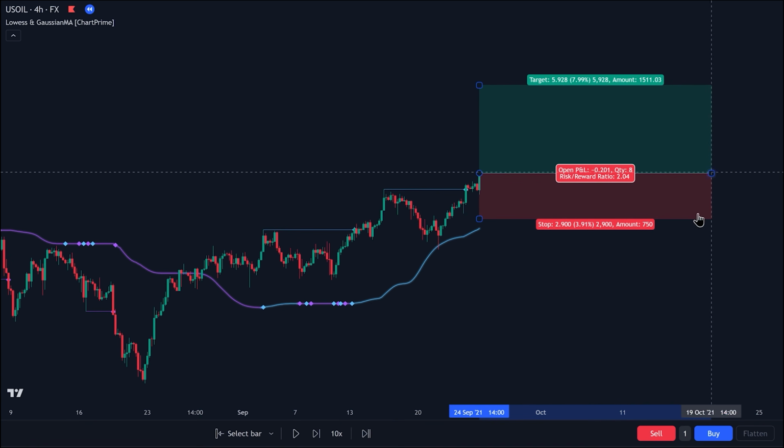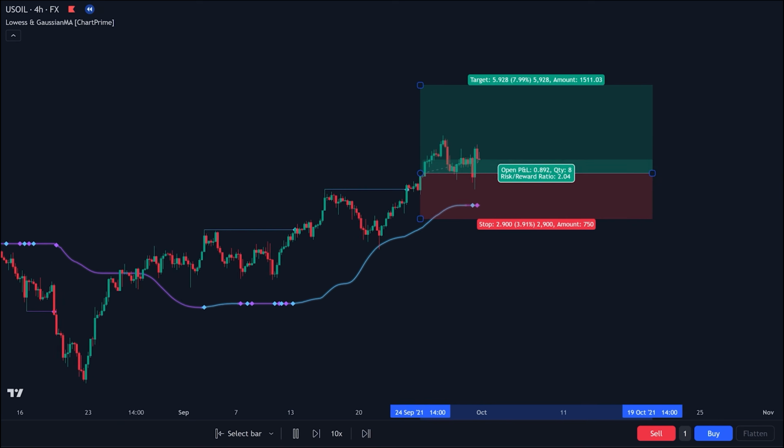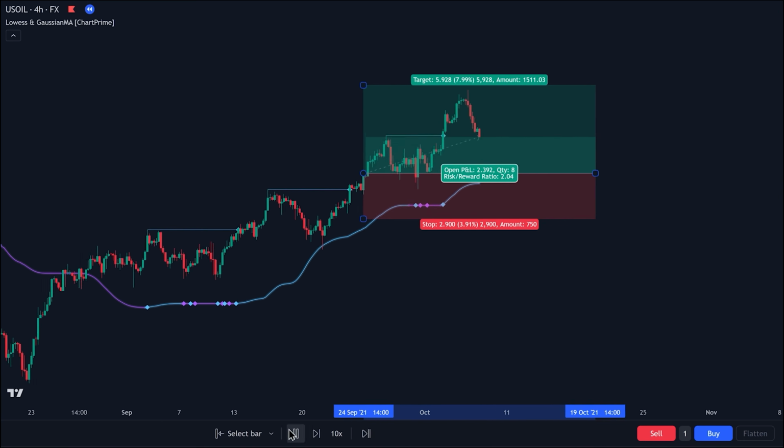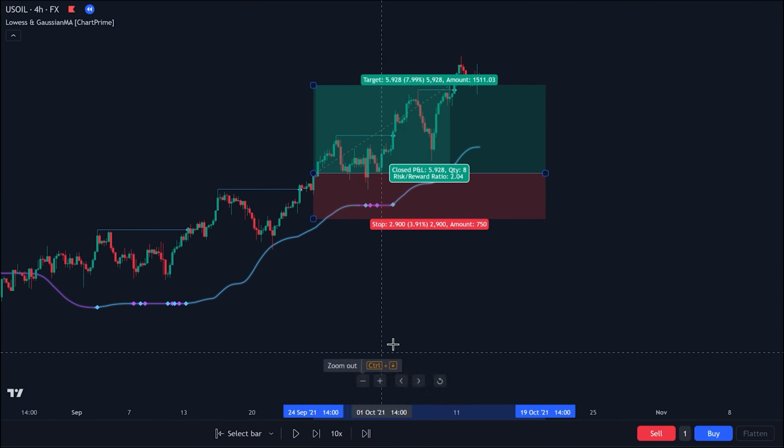By combining the support from the blue Gaussian moving average and the breakout from the pivot, this trade setup provides a strong entry point into the ongoing uptrend.